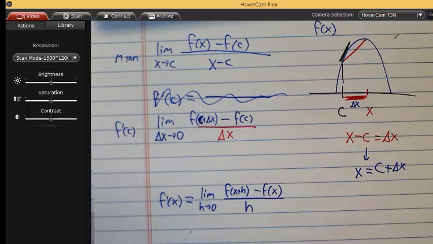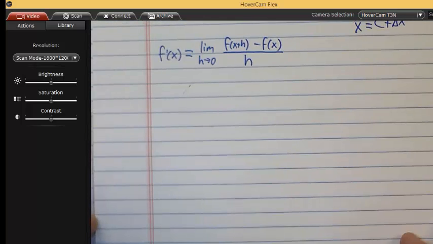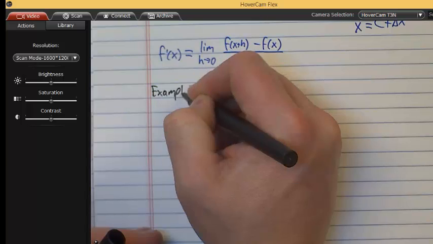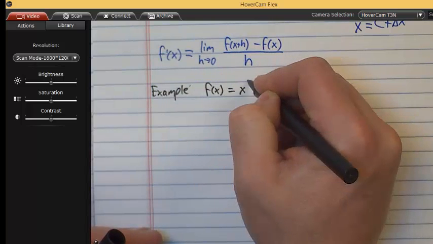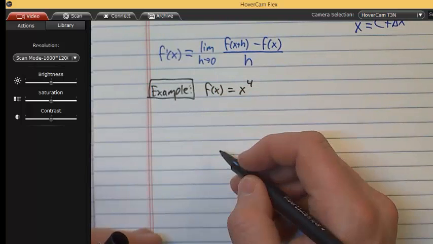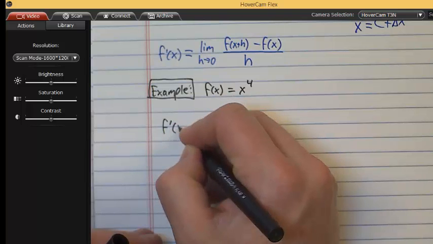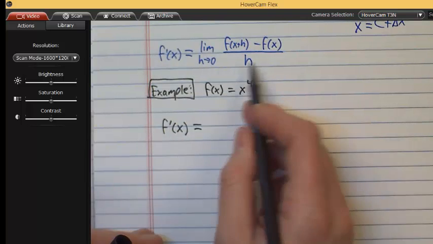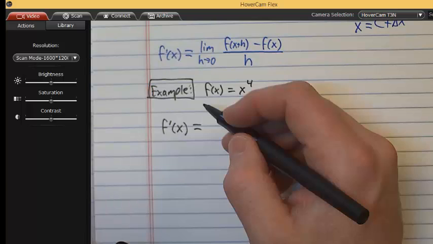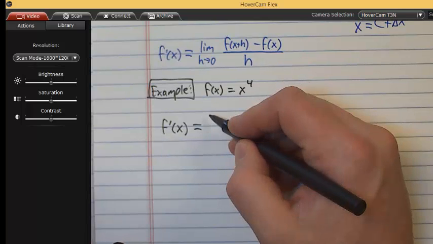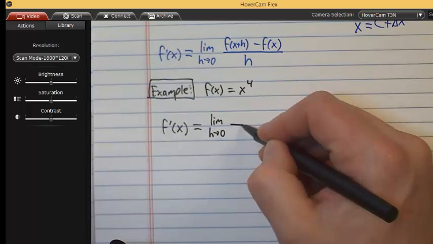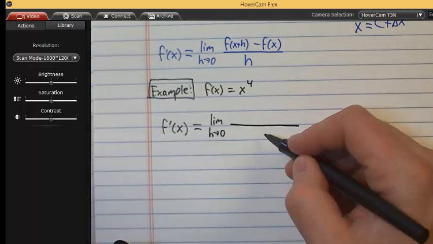Okay, we're going to use that formula, and we're going to do an example. So my example is f of x equals x to the 4th power. Okay, and I'm ready now. I'm going to compute the derivative. It's called f prime of x. And again, let's just write down the formula, right? So I'm going to show you something about how I compute it. I'm going to write down limit as h approaches 0. I like to fill in the denominator first because that's easy. H.